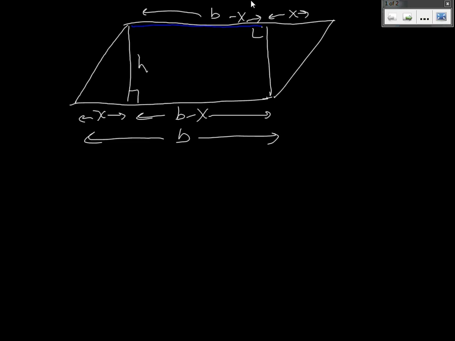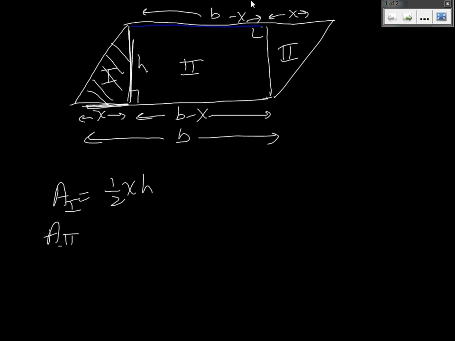Now, what is the area? I'm going to find the area of this triangle. I'm going to find the area of the rectangle in the middle. And I'm going to find the area of the second triangle. Actually, let's do it in pieces. The area of figure 1 is 1/2 times the base, x, times the height, which is h. So I just found that area.